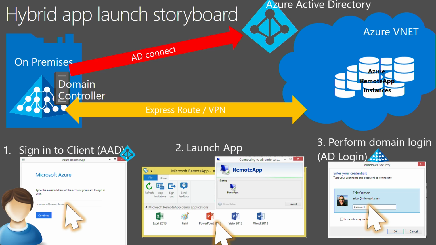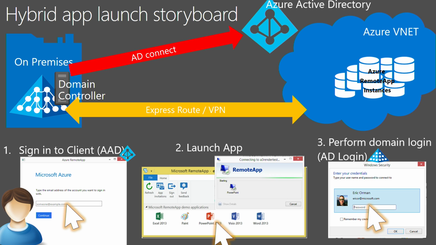The second prompt is actually an RDP connection to those Azure RemoteApp instances up here, and you're getting a Windows security prompt, just like if you were to RDP from one PC in your organization to another. It's the same thing here. So enter in your username and password. There is a remember credentials option, so you only really have to do that once, and you hit OK.